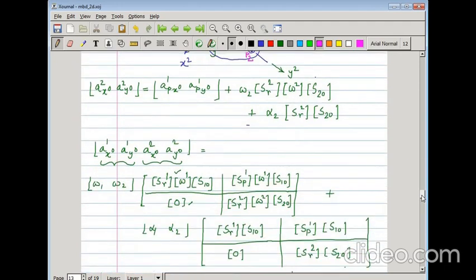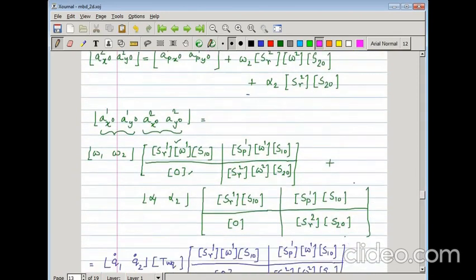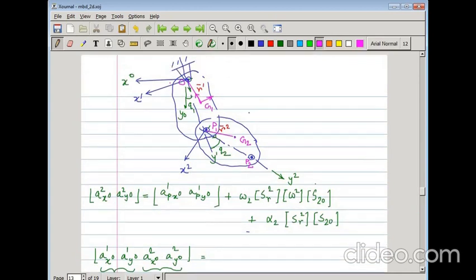So, in the normal direction, the normal acceleration when you resolve in x0 and y0 is what you get if you multiply omega 1 with this. Alpha 1 and alpha 2 multiplied with this is 0, so alpha 2 will be multiplied with null, and alpha 1 multiplied by this is the tangential acceleration when you resolve it in this and this direction.